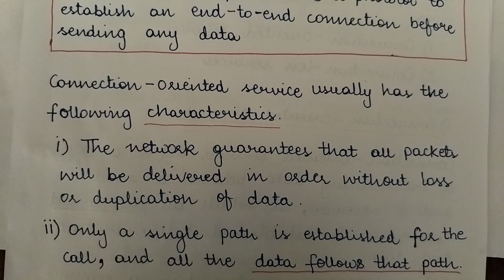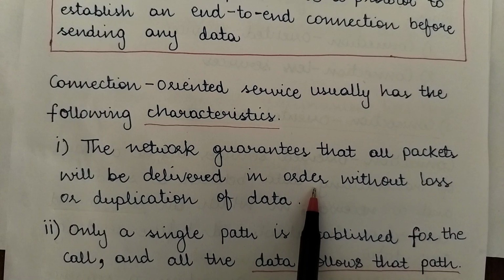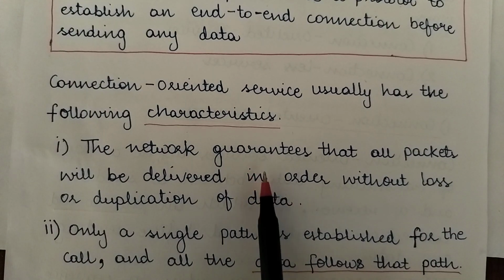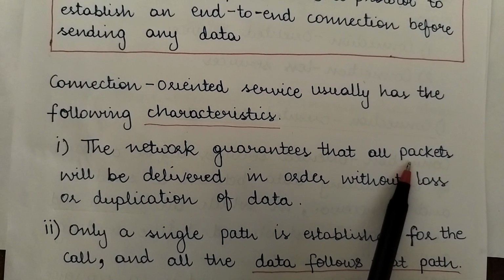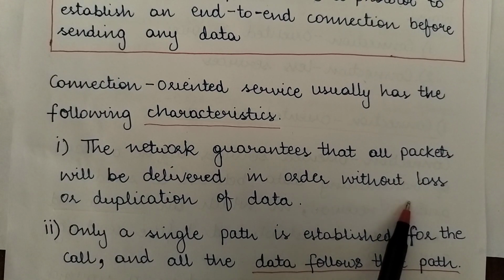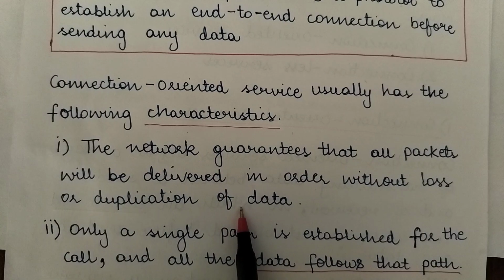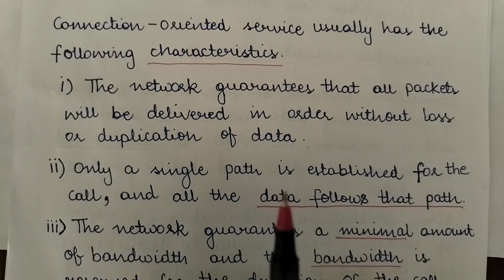It will never happen that the receiver will receive packet number 2 before packet 1. No, this will never happen. So this is known as in order delivery of the packets. So the network basically guarantees in order delivery. It ensures all packets are delivered without any loss or duplication of data.